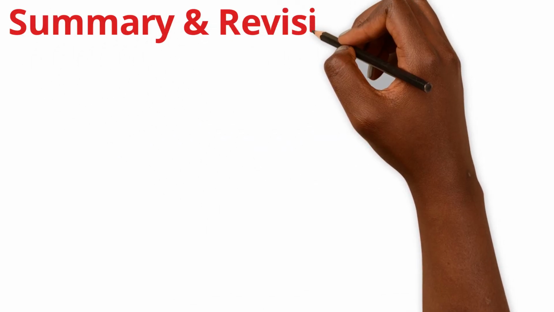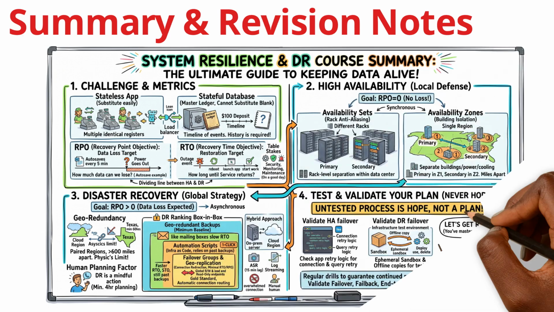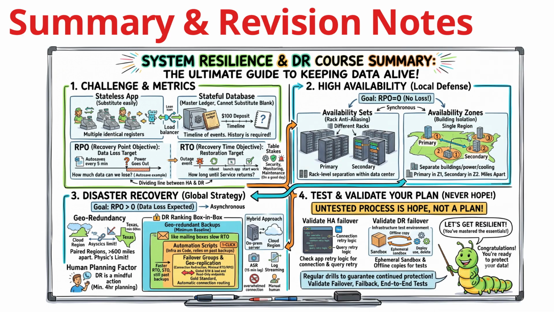We learned that while front-end applications were easily swapped out, our stateful databases demanded a strict history to function. To protect that data, we measured our limits using RPO for acceptable data loss and RTO for acceptable downtime. We built local high availability using rack and zone separation to ensure zero data loss during physical hardware failures. When planning for regional catastrophes, we relied on global disaster recovery, utilizing geo-redundant storage and automated failover groups. Ultimately, we discovered that an untested process was merely a hope, so we rigorously validated our systems with continuous failover drills.